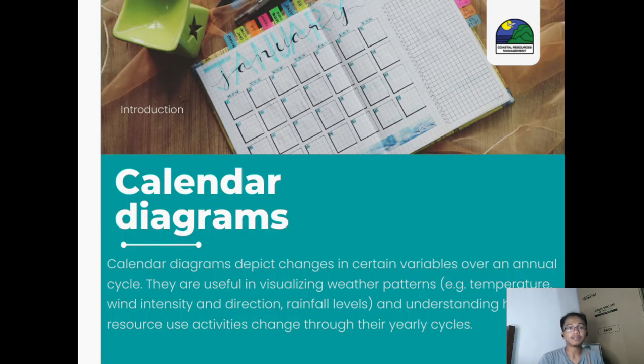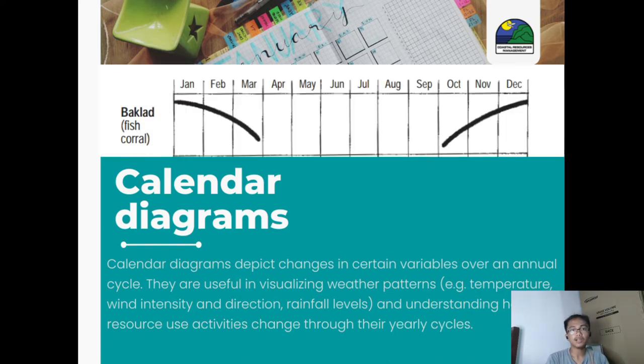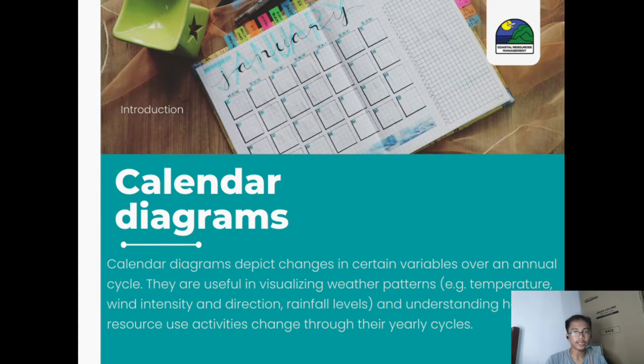Drawing calendar diagrams. Calendar diagrams depict changes in certain variables over an annual cycle or over time. They are useful in visualizing the weather pattern and understanding how resource use activities change through the yearly cycle or through time. For example, the highest fish production can be determined using a calendar. People record which month is the peak season for the fishes based on the illustration on the screen. It is from December to January.